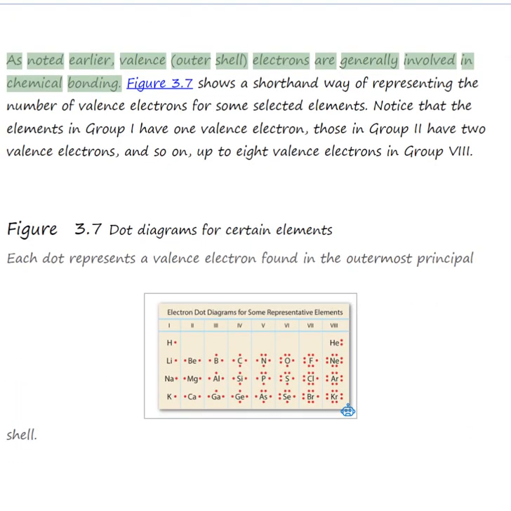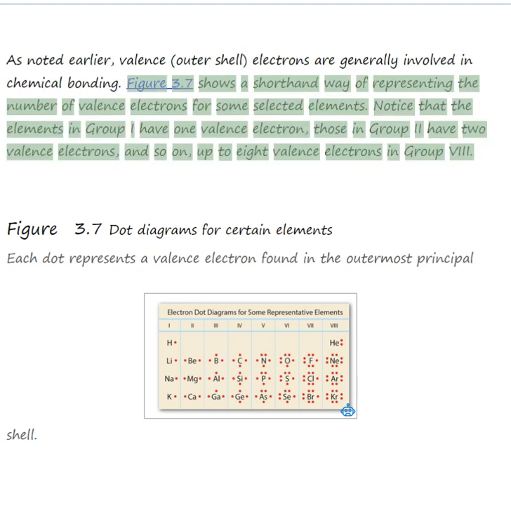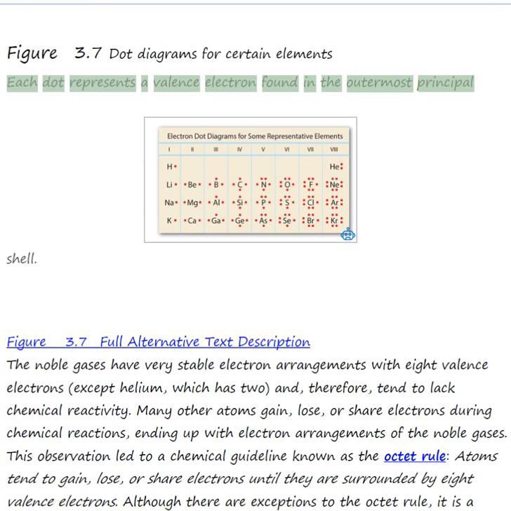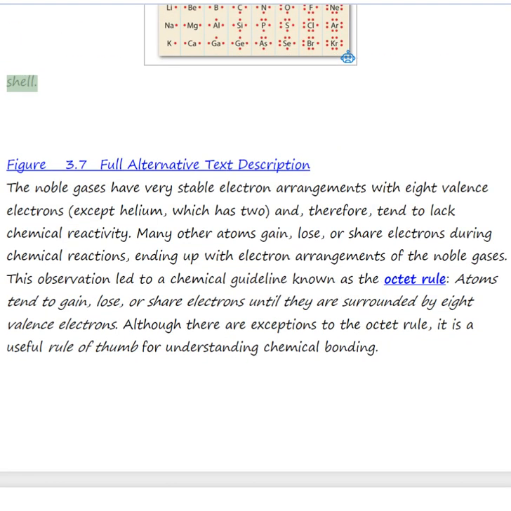As noted earlier, valence electrons are generally involved in chemical bonding. Figure 3.7 shows a shorthand way of representing the number of valence electrons for some selected elements. Notice that the elements in group 1 have 1 valence electron, those in group 2 have 2 valence electrons, and so on, up to 8 valence electrons in group 8. Each dot represents a valence electron found in the outermost principal shell.